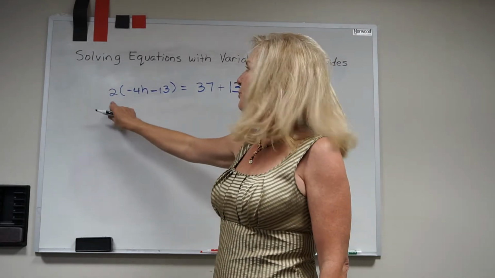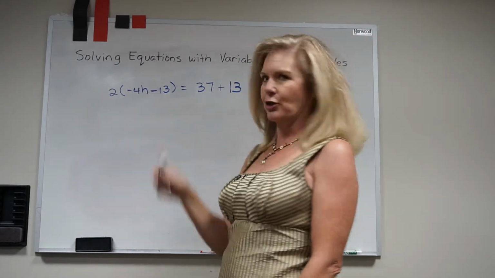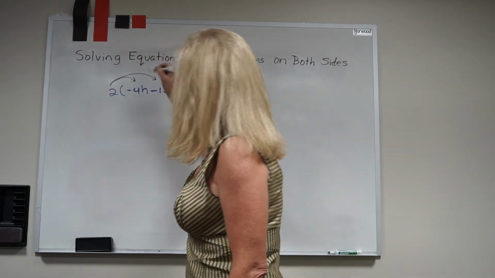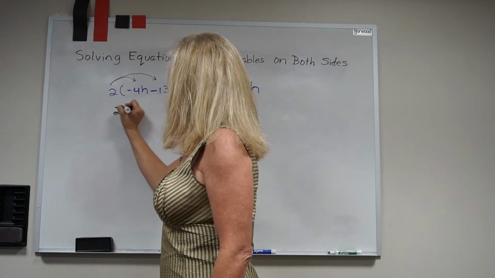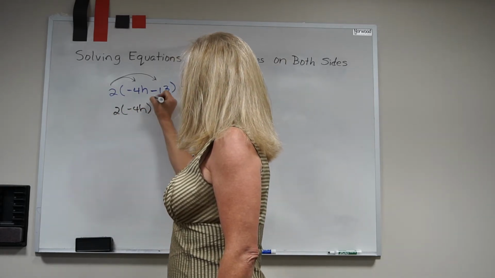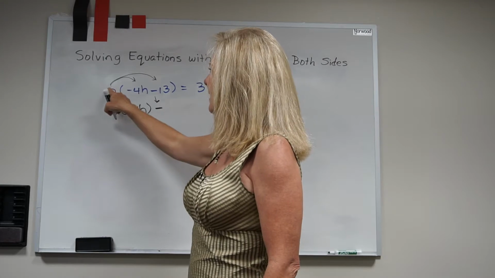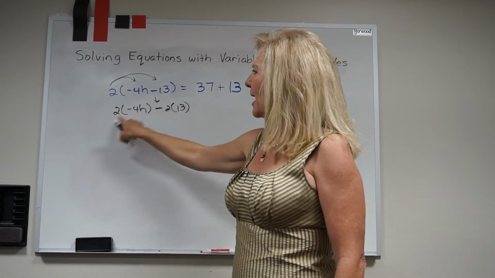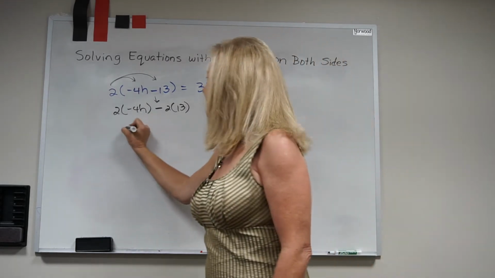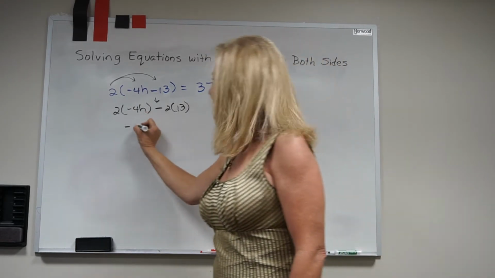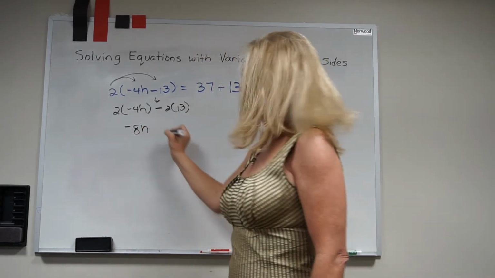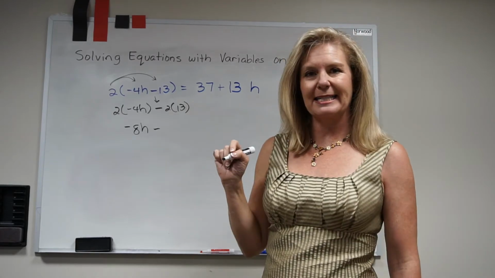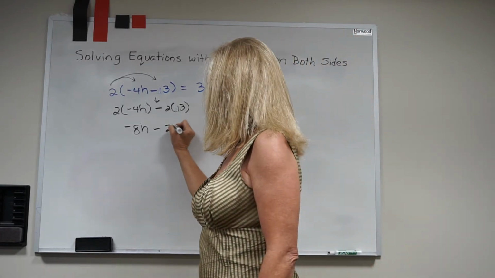I'm seeing this as two groups of negative 4h's minus 13. So I'm first going to solve using my distributive property, and I know that I have two groups of negative 4h. I'm going to bring down that subtraction sign, and I have two groups of 13. Now, a positive times a negative is a negative. 2 times 4 is 8 h's. Minus 2 times 10 is 20. 2 times 3 is 6. 20 plus 6 is 26.